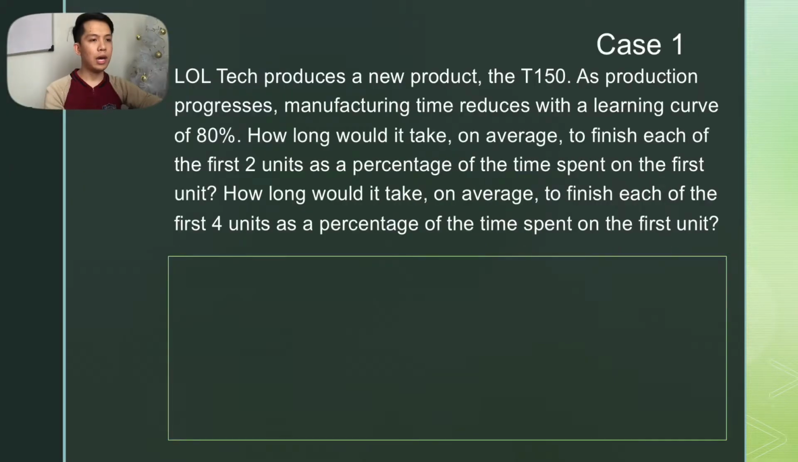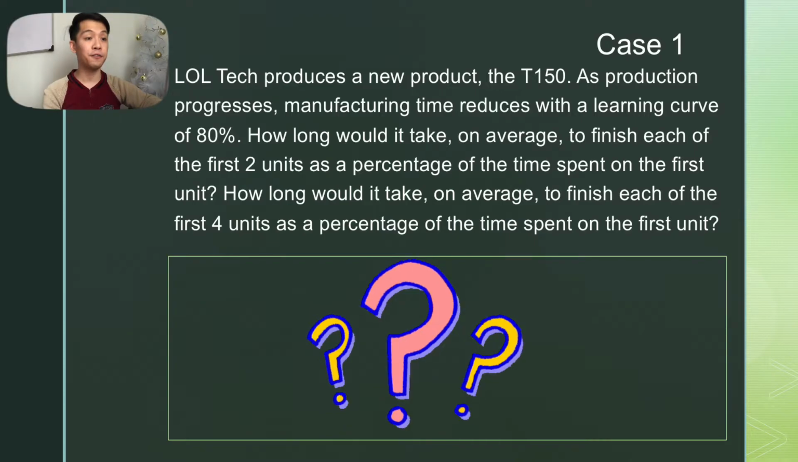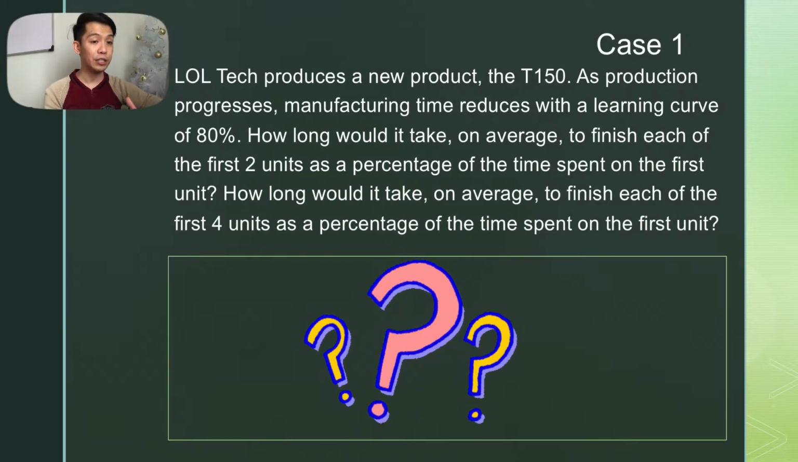Case 1. LOL Tech produces a new product, the T150. As production progresses, manufacturing time reduces with a learning curve of 80%. How long would it take on average to finish each of the first 2 units as a percentage of the time spent on the first unit? Next question, how long would it take on average to finish each of the first 4 units as a percentage of the time spent on the first unit?